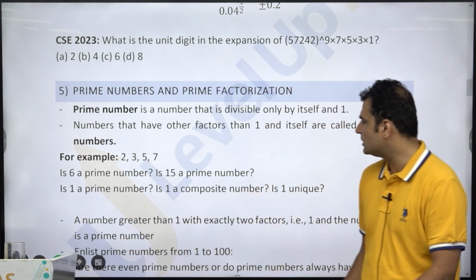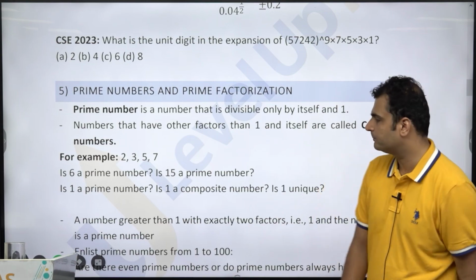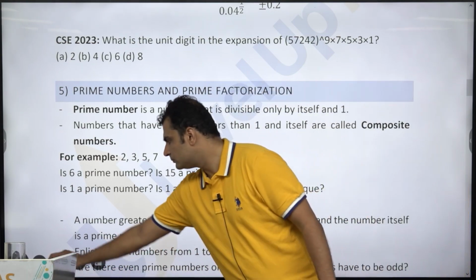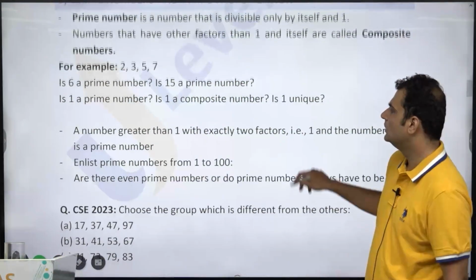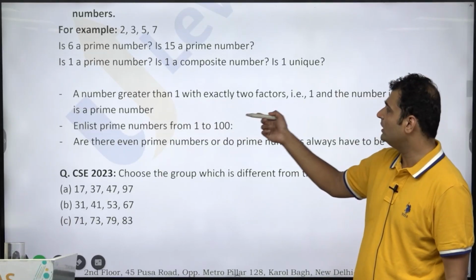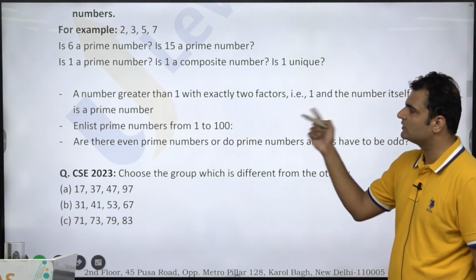No. Is 1 a composite number? No. Is 1 unique? Yes. A number greater than 1 with exactly 2 factors, that is 1 and the number itself, is a prime number.